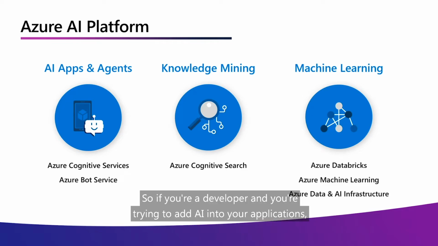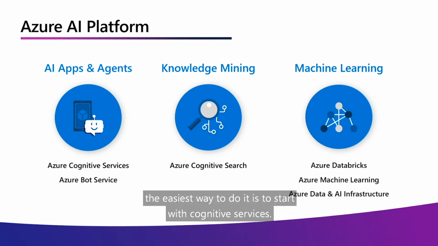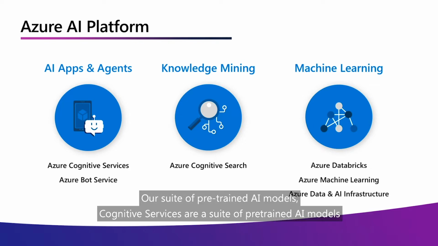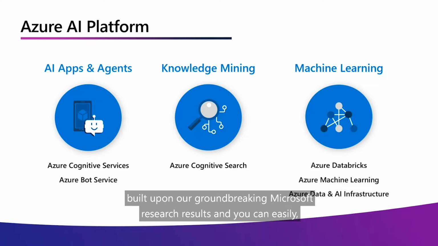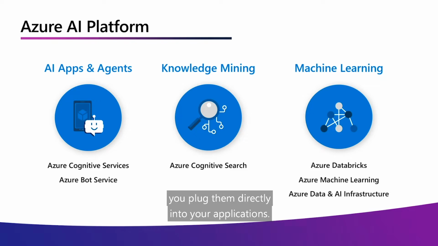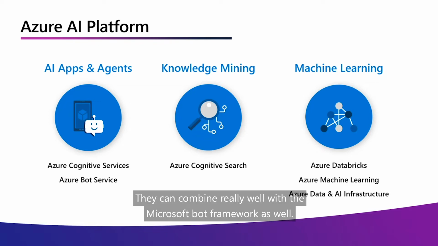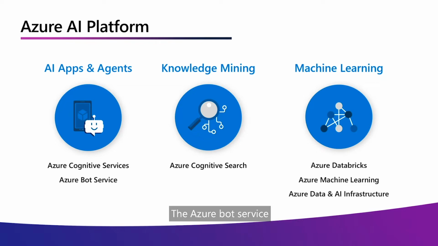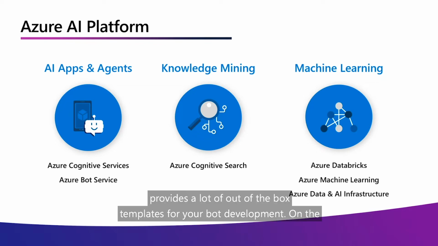So if you're a developer and you're trying to add AI into your applications, the easiest way to do it is to start with cognitive services. Cognitive services are a suite of pre-trained AI models built upon our groundbreaking Microsoft research results, and you can easily plug them directly into your applications. They can combine really well with the Microsoft Bot framework as well. The Azure Bot service provides a lot of out-of-the-box templates for your bot development.